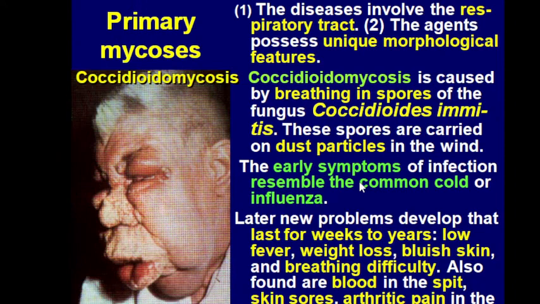So the spores are carried on the dust particles, and by the wind they can be spread within the environment, and they may be inhaled. So initial symptoms may resemble the common cold because that is not so strong inflammatory response. But then later on problems will grow, and they may develop within weeks to years, and that will be low fever, weight loss, bluish skin, breathing difficulties, and when they are spread through the bloodstream, the elements of fungi may be found in the blood, in the synovial fluid, in the spit and in bones and joints.